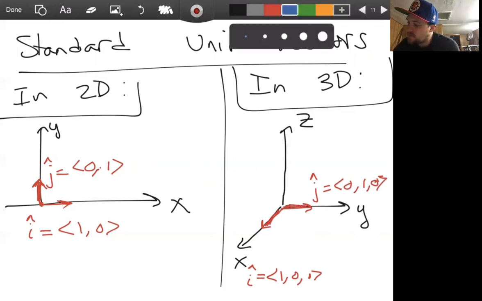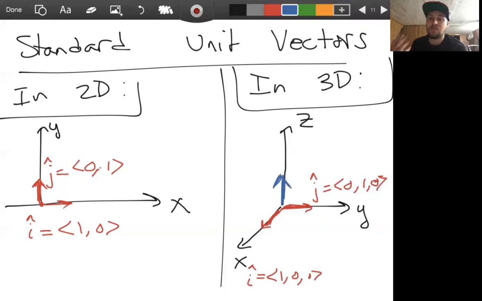But now in three-dimensional space, we get a new one, denoted in blue, that's along the z-axis. And this is a unit vector, meaning it has magnitude 1. And this is k hat, which is 0, 0, 1. And so you can see how standard unit vectors would generalize to n-dimensional space, right? It's just, you have one for every axis, and it's a vector along that axis of length 1. So we have i hat in the x direction, j hat in the y direction, k hat in the z direction for three-dimensional space.